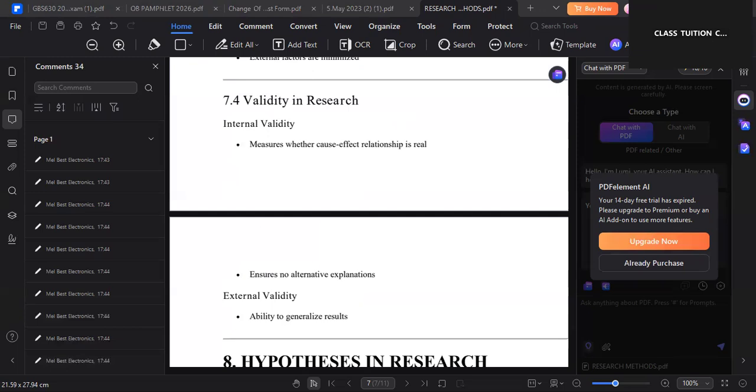So internal validity is used to measure whether the results are truly a reflection of causality. Okay, and external validity measures the extent to which the findings can be generalized to other populations. So that's what we are talking about.